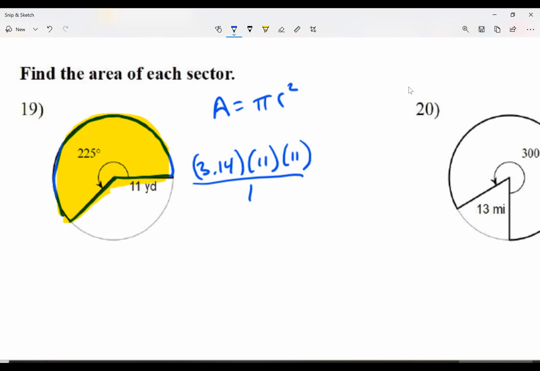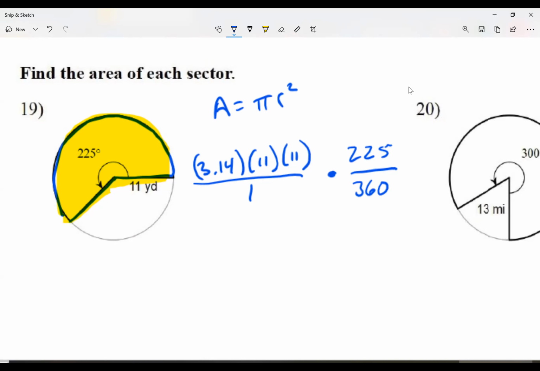Then when I only want part of it, I'm going to multiply by a fraction. The area of the circle, I'm going to multiply by how much of the circle I have. I see that the section that I want is 225 degrees. I know the entire circle, we learned that last semester, is 360. So I'm going to say I have 225 out of 360. So we get the area of the whole circle times how much of the circle we have.